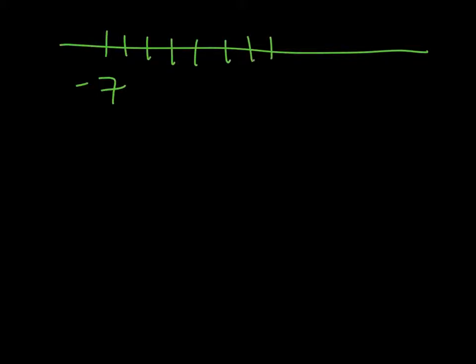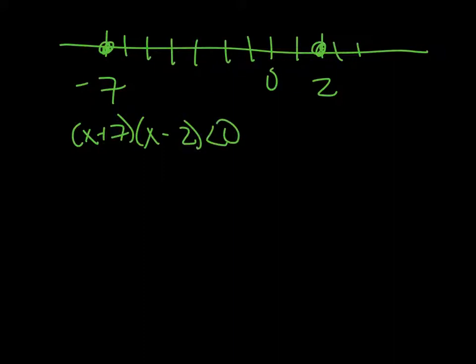Okay, let me draw that number line again. So we're at -7 and 2. These are my critical points. And my equation was (x plus 7)(x minus 2) less than 0. So we're going to test a number in each section. Say, for example, in this area on the left, I'm going to test -10 and see if this area is part of my domain.